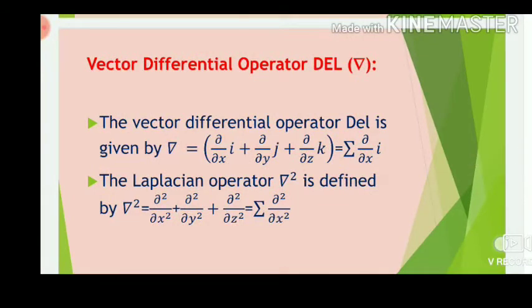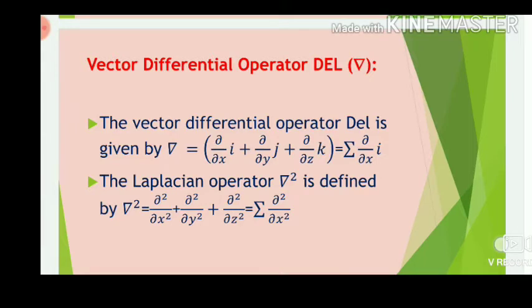Now let me define a new concept, the vector differential operator denoted by del. The vector differential operator del is given by del equal to dou by dou x i plus dou by dou y j plus dou by dou z k. Here dou by dou x means partial differentiation of a function with respect to x. Dou by dou y means partial differentiation with respect to y. Dou by dou z means partial differentiation with respect to z. This can also be denoted by summation i dou by dou x.